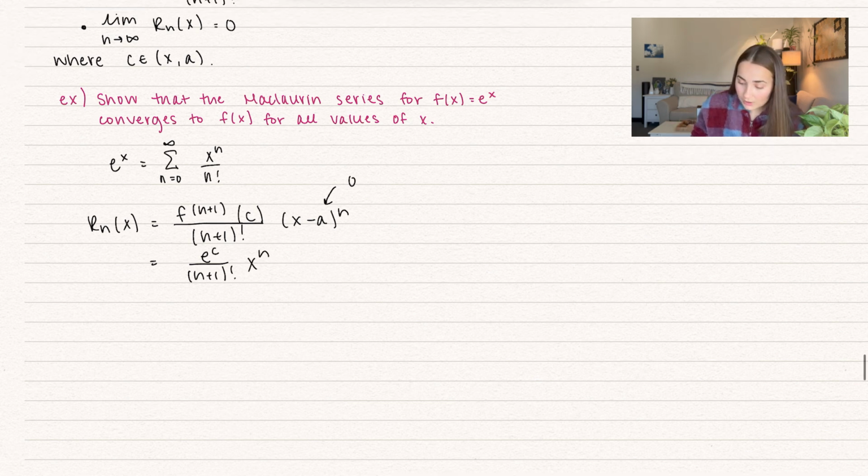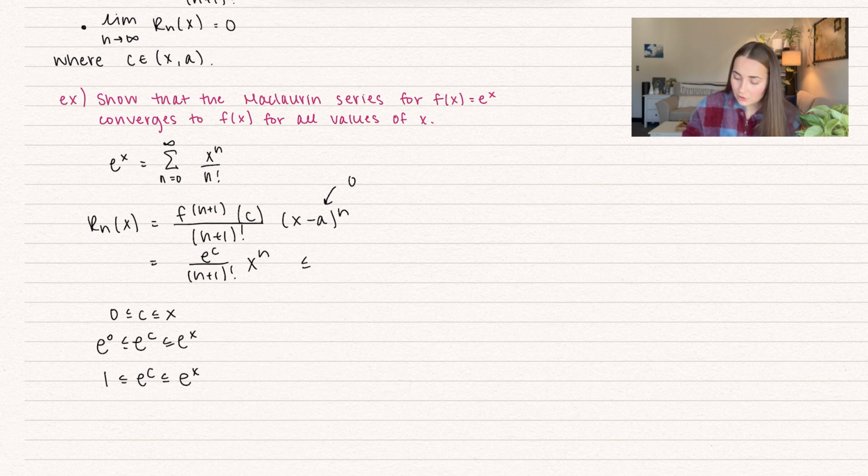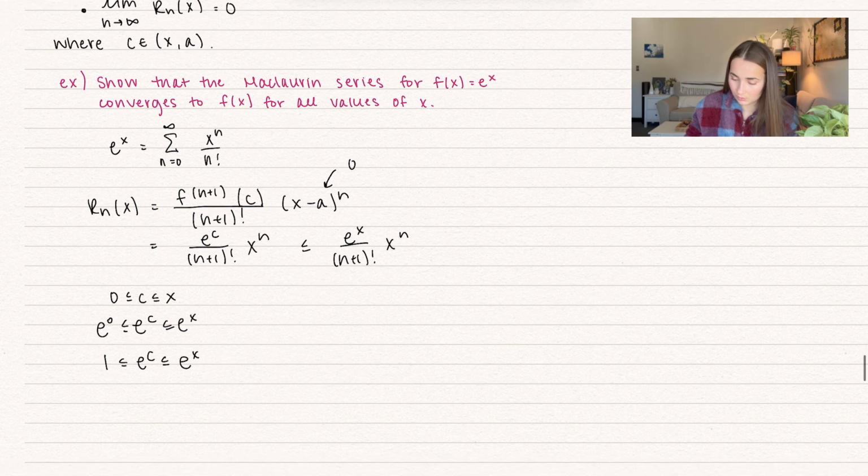So right now, what do we know about c? We know c is somewhere between 0 and x. So what does that mean about e to the c? e to the c is somewhere between e to the 0 and e to the x. So in other words, it's bounded between 1 and e to the x. So that means our remainder term is less than or equal to e to the x divided by n plus 1 factorial times x to the n, right? Because e to the c is less than or equal to that.